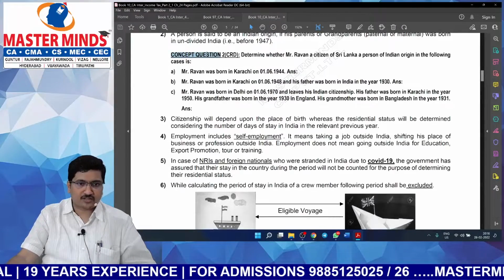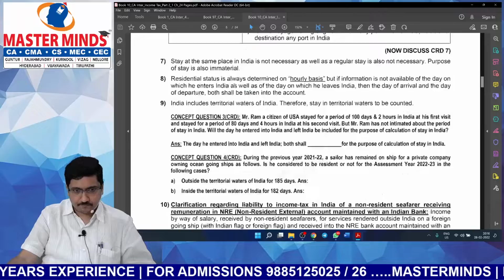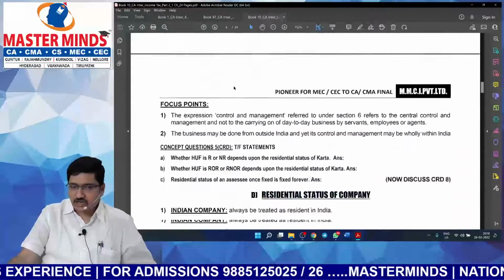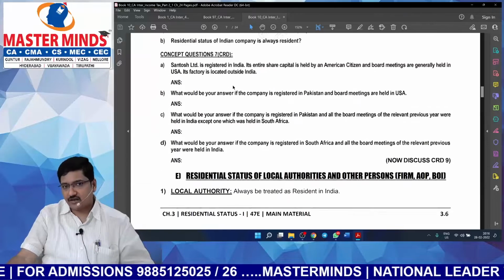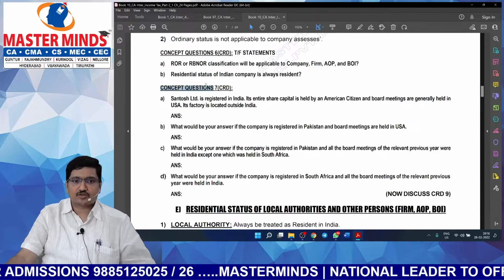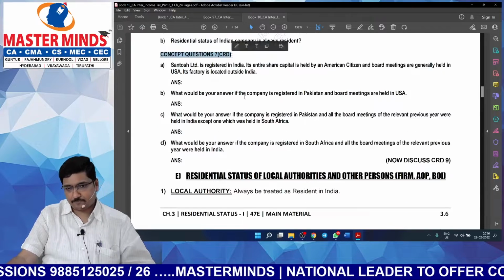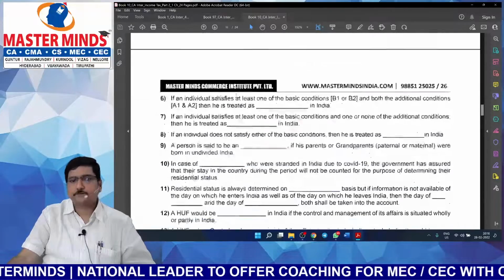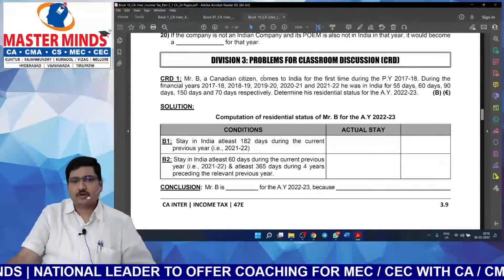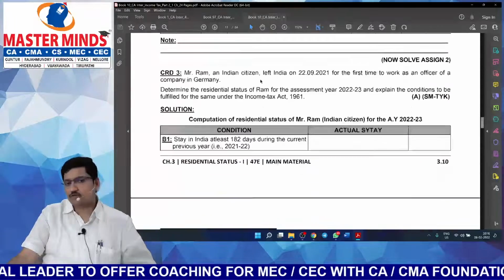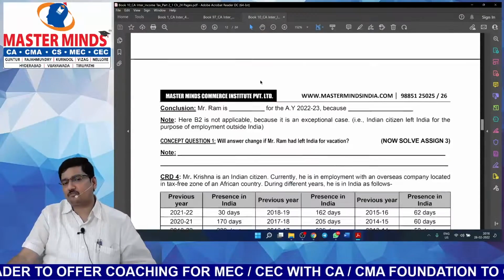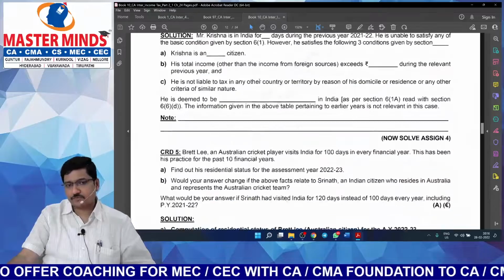You can see concept questions. A large number of concept questions we have included, which was not there in our earlier edition of materials. Concept question number 7, fill in the blanks. Problems for classroom discussion. If you observe, we have drastically increased the number of problems.